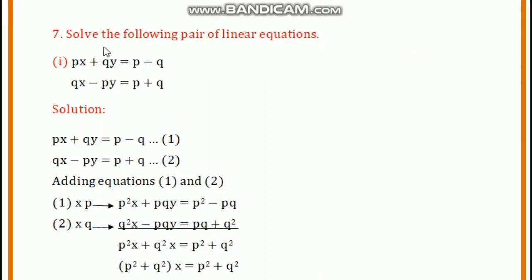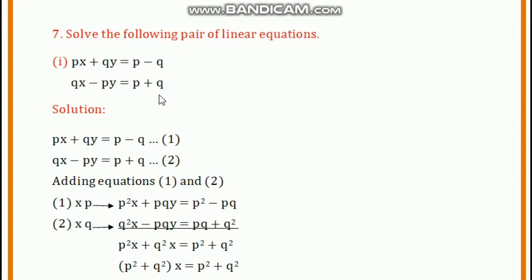Students, let's discuss exercise 3.7, 7th Roman. Solve the following pair of linear equations. The first question: px plus qy equal to p minus q is the first equation, and the second equation is qx minus py equal to p plus q.